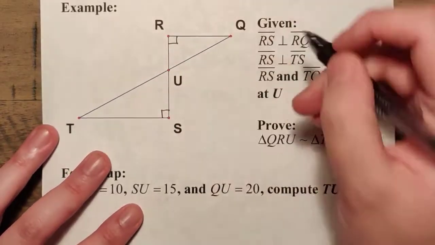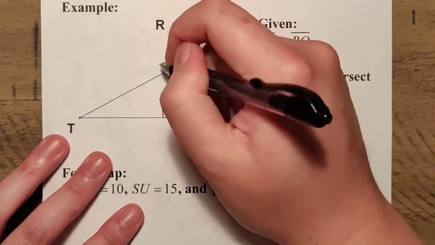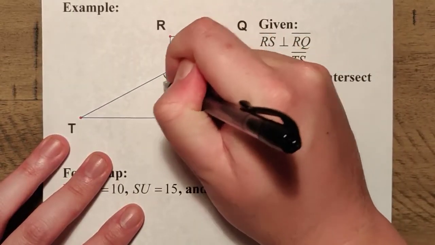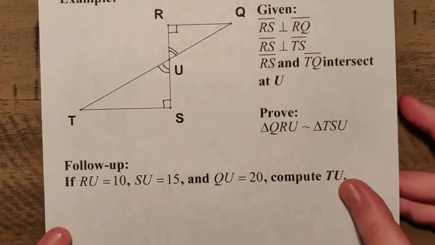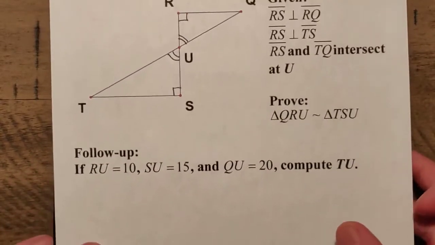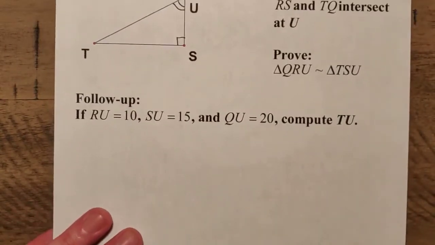Then we have a second pair of angles, because we were told that these two segments intersect at U. We have a pair of vertical angles here. So it looks like I've got myself my angles. Let's go ahead and write this one out. Let's not worry about the follow-up just yet. We'll just go ahead and write this out here.